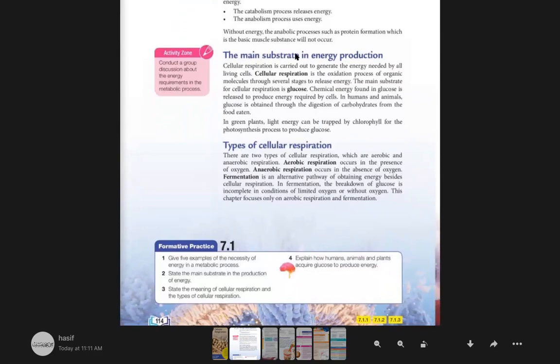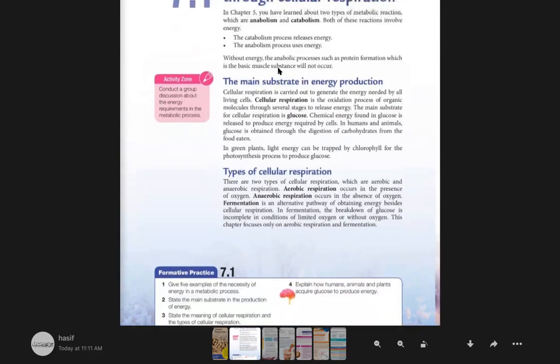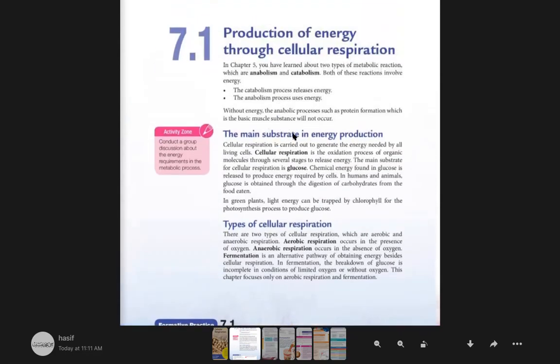The main substance in energy production, or the main substrate. Substrate means the ingredient, what we need to produce energy. So in cellular respiration, the most important thing that we should have is glucose. Remember, glucose is a very important ingredient in order to produce energy in cellular respiration. So that's why they highlight glucose.